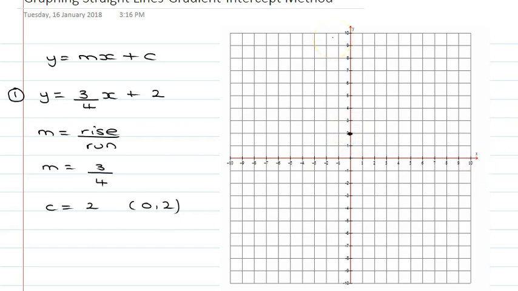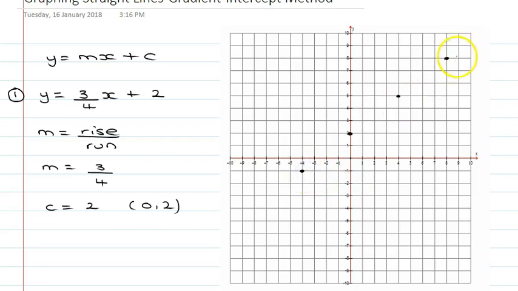Now, a rise of 3: literally count, and check your scale. I've got a scale of 1, so I can just count in ones. I'm going to go up 3, 1, 2, 3, and the run is 4: 1, 2, 3, 4, and I put another dot there. I'll do the same from this point: up 3, along 4, and put the dot there. I can similarly work backwards because it's a straight line. Going back the other way, I go down 3 and count the run of 4, and put the point there.